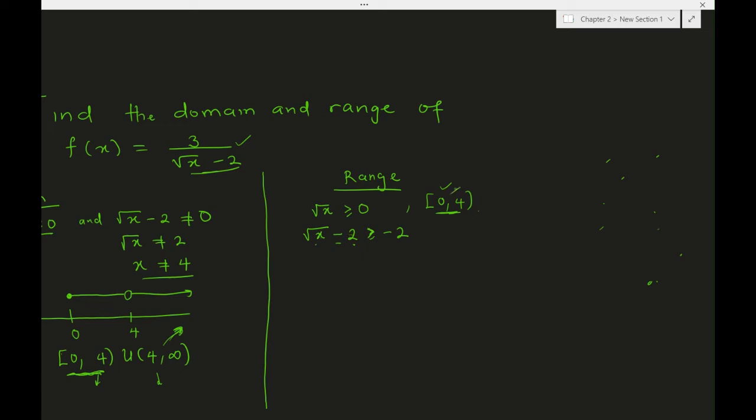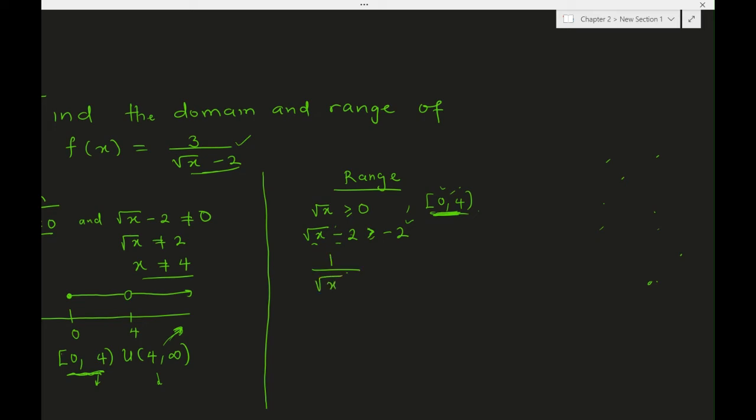For example, take 2. If you take 2 here, you will have square root of 2. Square root of 2 minus 2 is going to be negative, right? So it means this number is negative and this is also negative. For example, take 1, which is also in this domain. Root of 1 is 1. 1 minus 2 will be minus 1. So for any x you pick inside this domain, this number is always negative.